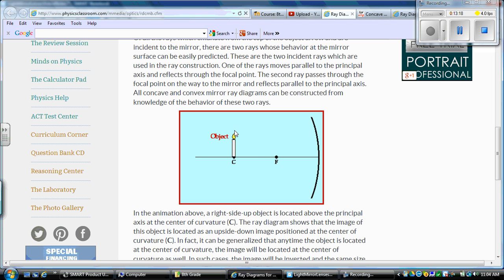So the top of the candle is down below here, so that's why it's inverted. You draw it up to the optical axis, and you'll notice you've got a same size object. So using a concave mirror, you can have a same size image, but it will be inverted at the center of curvature.